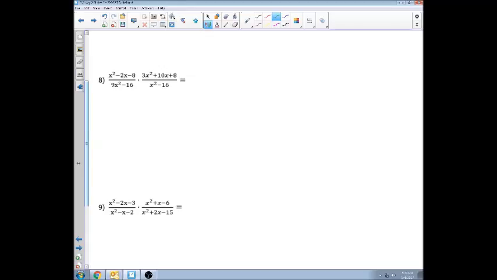Again, I want to work piece by piece here. So I have x squared minus 2x minus 8. That can be factored. So I'm going to make two sets of parentheses. In the first blank of the parentheses, I have what comes from x squared, which would just be x. What multiplies to negative 8 and could add to negative 2? Well, that would be negative 4 and positive 2.